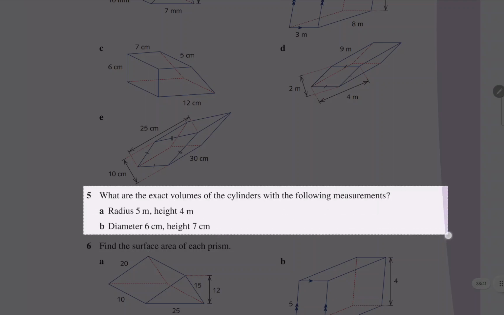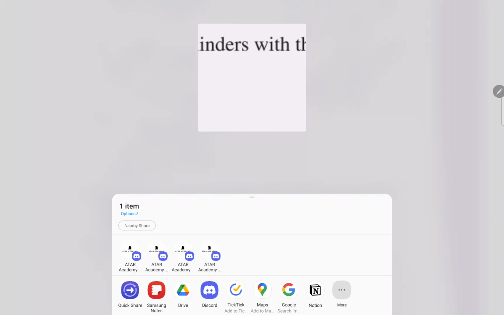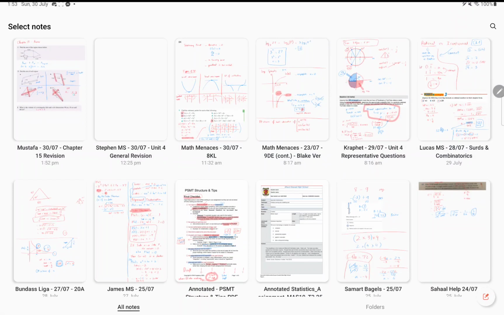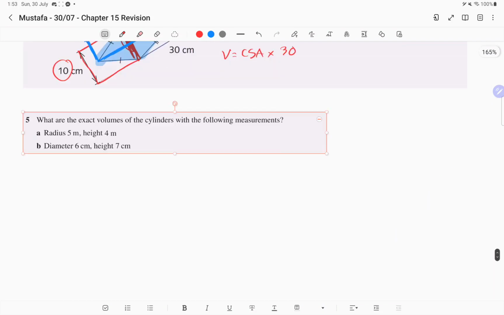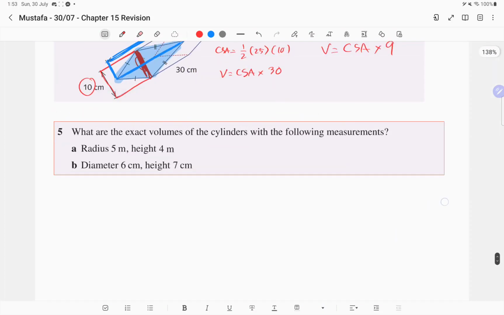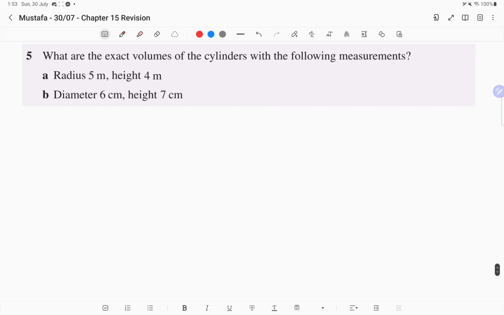So, question 5. What are the exact volumes of the cylinders with the following measurements? You've learned about cylinders, right? Radius 5, height is 4. What's the volume of a cylinder?